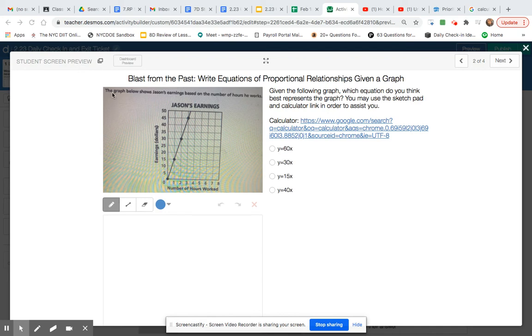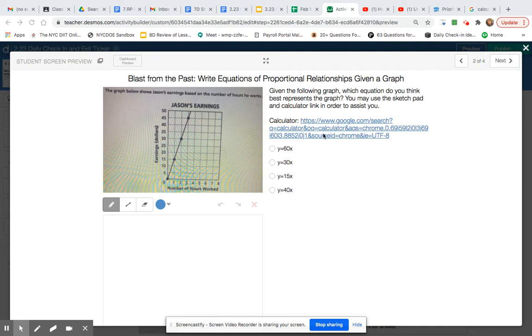Okay, everyone. So here we have the following question. The graph below shows Jason's earnings based on the number of hours he worked. The number of hours he worked is labeled on the x-axis, and the amount he earned in dollars is on the y-axis. The question says, given the following graph, which equation do you think best represents the graph? You may use the sketchpad and calculator link in order to assist you.